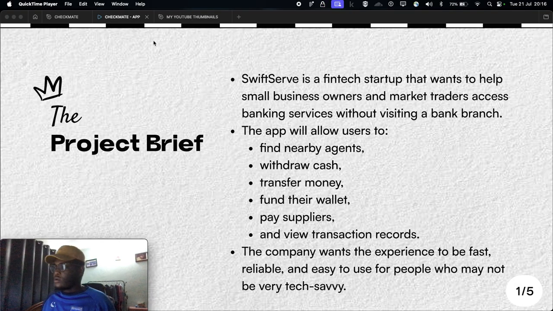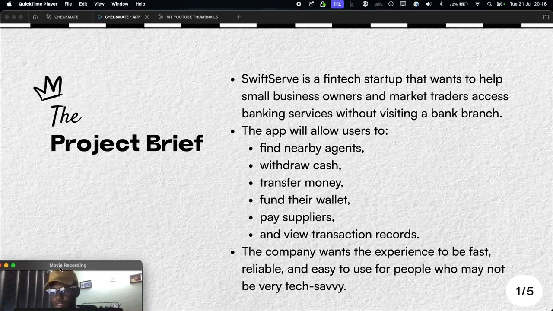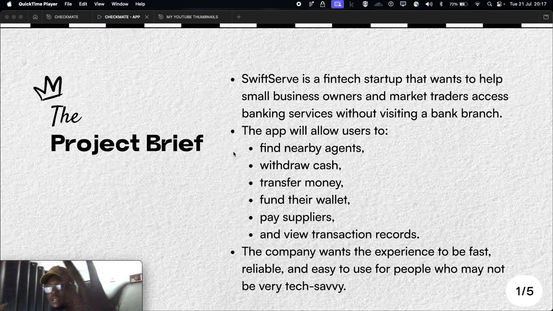Okay, so I believe we have been able to understand the basics, right? Now we have been given a project brief. We have not started anything. This is what the client has sent to us. Now we want to carefully break this down to understand what our design would look like, because like this we don't even know where our design is. We just know this is what Swift Serve want us to do, and we are going to break it down little by little.